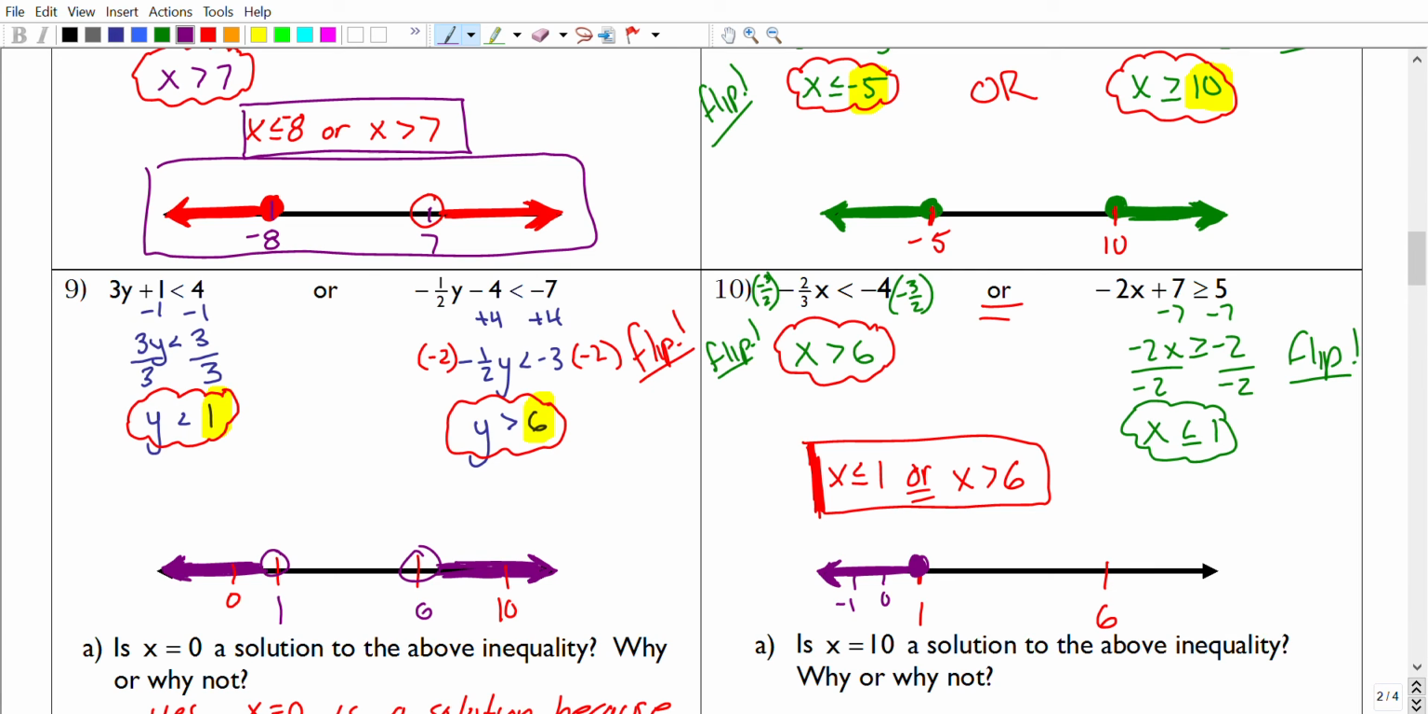Now, the second part. It says x is less than or equal to 1, or, and remember here's an or, x is greater than 6. So let's make an open circle, and we're going to shade to the right because greater than is to the right.